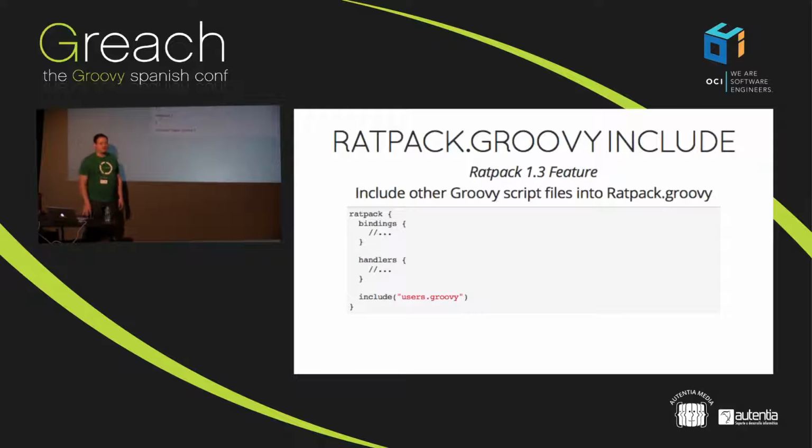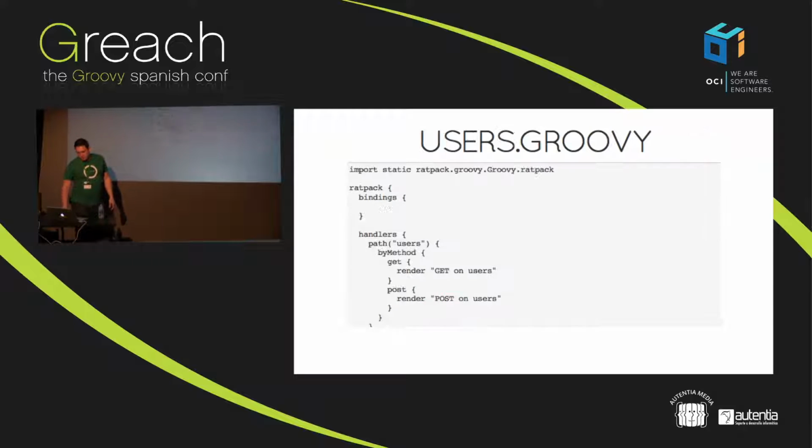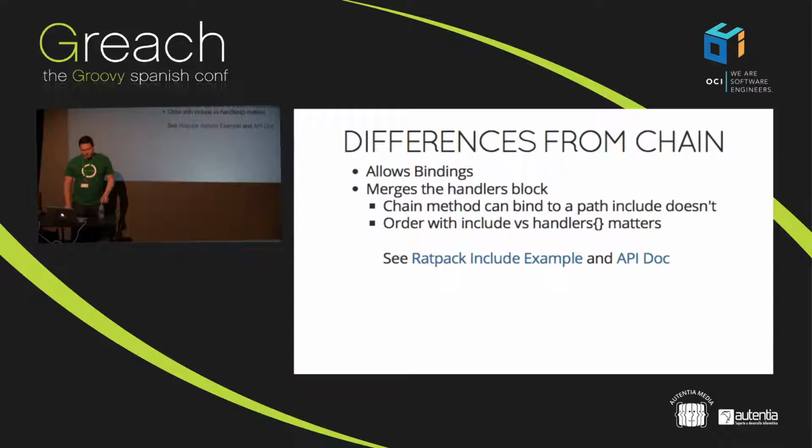So there's a new feature actually coming in Ratpack 1.3, which should be out as an RC next week, where you're actually going to be able to include other Groovy script files in Ratpack.Groovy. You can just add this include right at the bottom, and you include an entire other Ratpack. Basically, it's the same as Ratpack.Groovy, except you are including this in the other. So this is something coming in 1.3. It's going to be, I think, really exciting, but there are some major differences between the chain method.